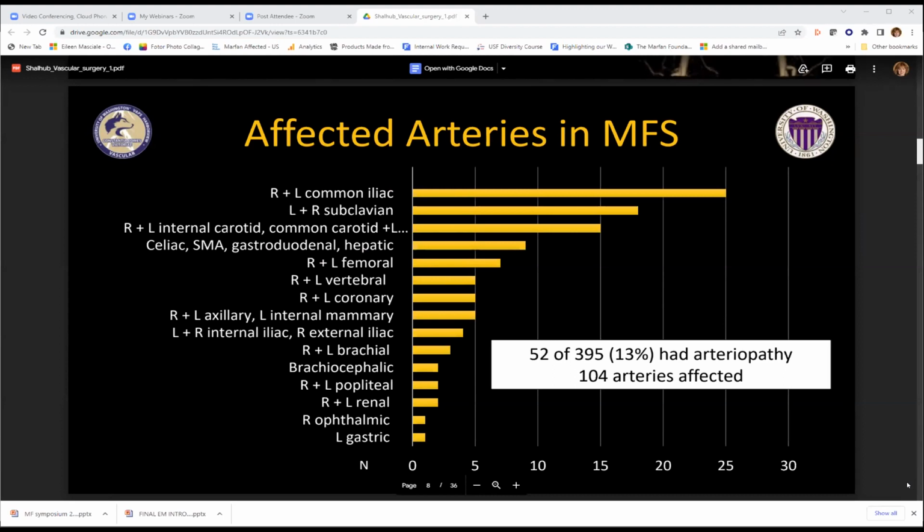In terms of the most common locations in Marfan syndrome, what we've seen in people who have arteries that are involved, the iliac arteries and the subclavian arteries and the carotids were the most common, but you can see, again, in this graph, that there are other arteries that can be affected to a lesser extent.